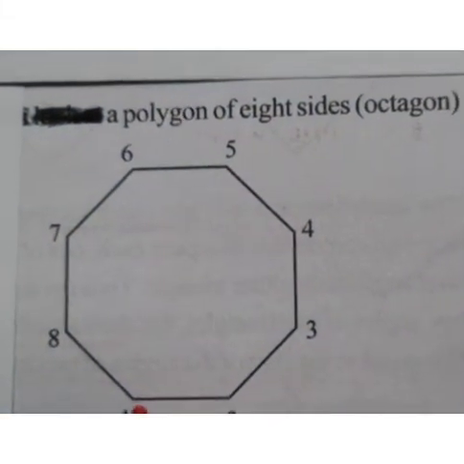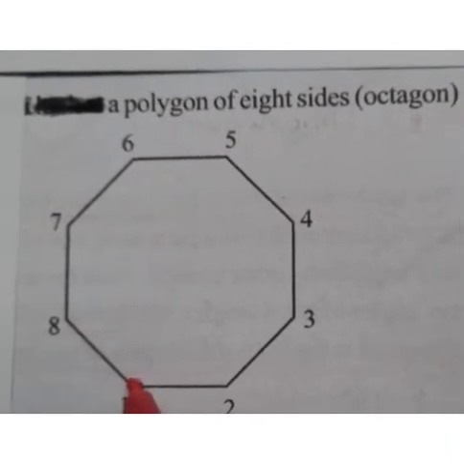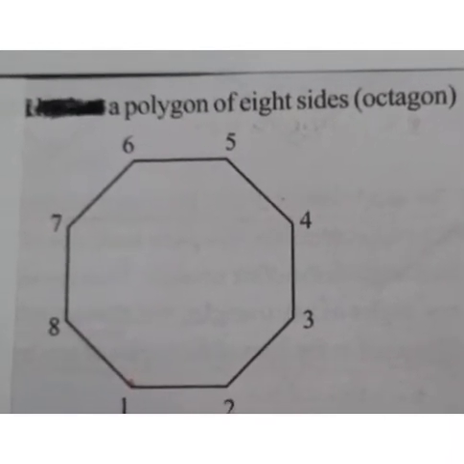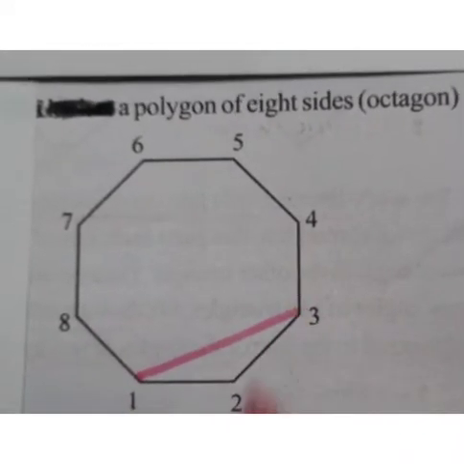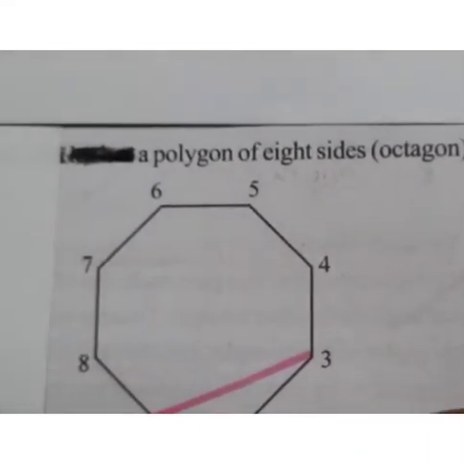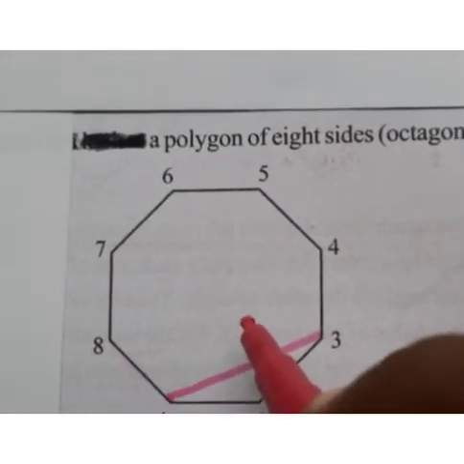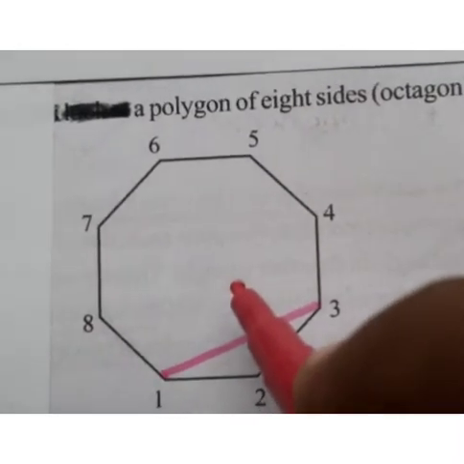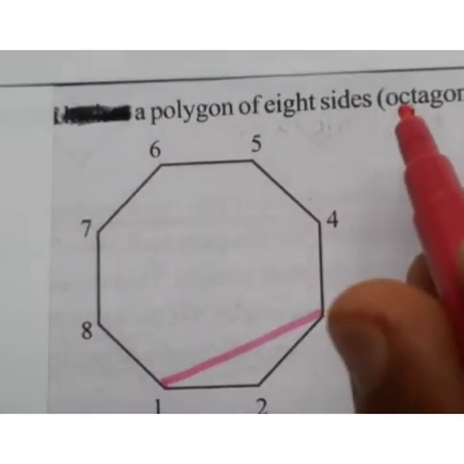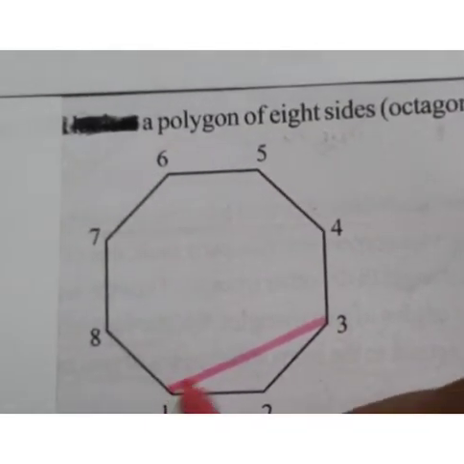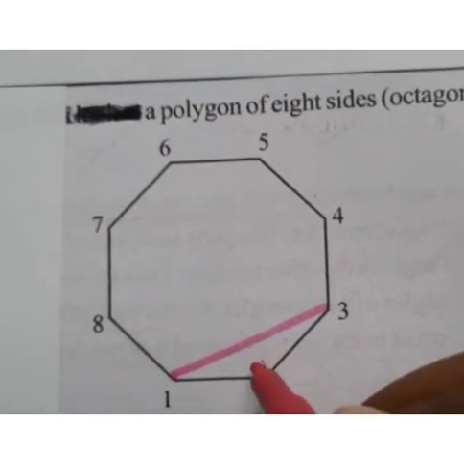Like the previous one, from the first vertex we can draw a line, leaving the second vertex, to 3. So draw like this. Then you get a triangle here. So we are dividing this octagon into different triangles and finding out the sum of angles of an octagon. So from vertex 1 you have to draw to 3 by leaving 2. So you get a triangle here.